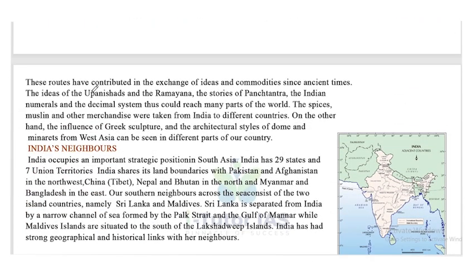Now, these routes have contributed in the exchange of ideas and commodities since ancient times. The ideas of the Upanishads and Ramayana, the stories of Panchatantra, the Indian numerals and the decimal system thus could reach many parts of the world. The spices, muslin and other merchandise were taken from India to different countries. On the other hand, the influence of Greek sculpture and the architecture style of dome and minarets from West Asia can be seen in different parts of the country. So this is the connection of India with the world, that is other countries.